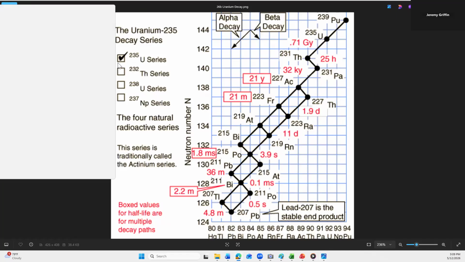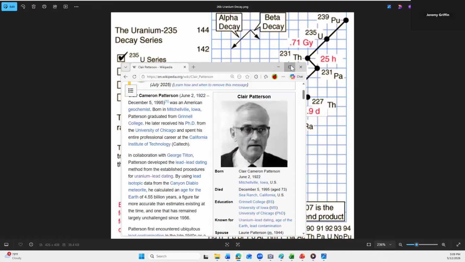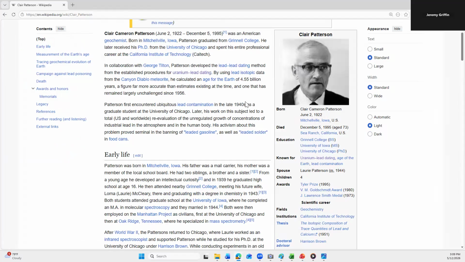There's a whole interesting history story behind this too. Here's the scientist who originally did this. His name was Clair Patterson. And when he was going about this process, he realized he had to get rid of all the lead contamination in the environment of his laboratory to be able to get accurate calculations for the ages of the rocks and eventually figure out the age of the Earth.